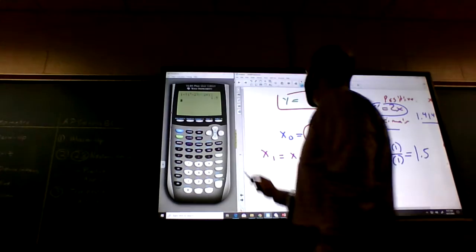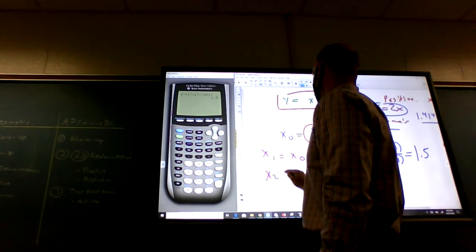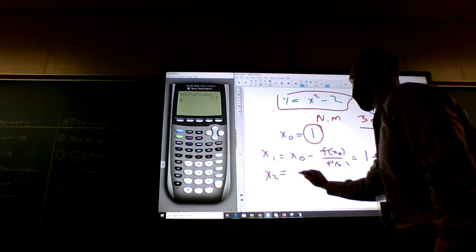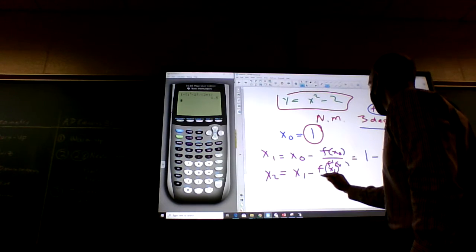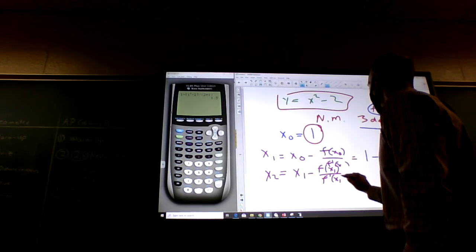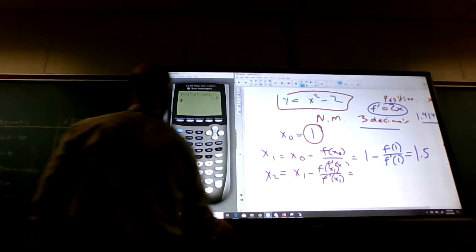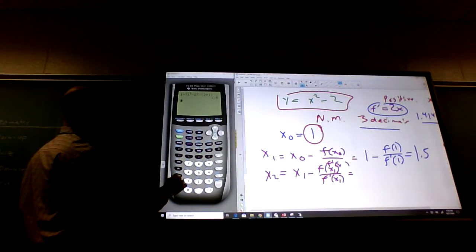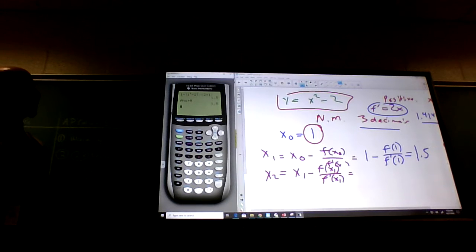Now, that wasn't very interesting because it's an easy value. Now we're going to look at one that's going to require a little bit more work. So x sub 2 is x sub 1 minus f of x sub 1 over f prime of x sub 1. Okay, so now this time is where I'm going to start trying to use my store feature. So here's how the store feature helps. I'm going to hit STO, which is store. I'm going to store it in A. Okay, so 1.5 is now stored in A.